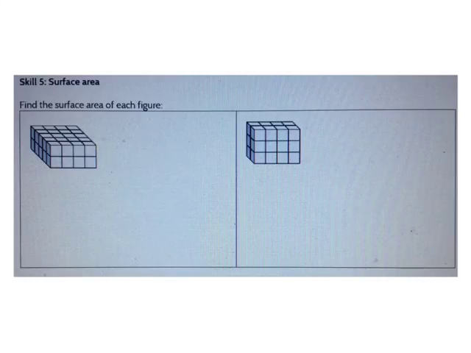Now let's talk about finding surface area. Remember, surface area means the total area of all of the faces on the shape. First, I need to find the side lengths.